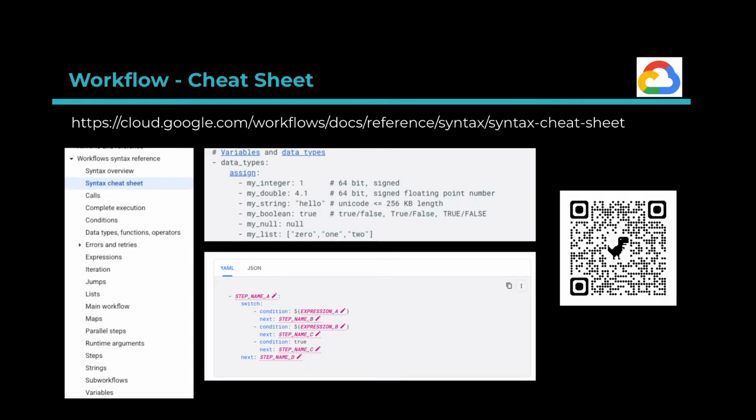And this is the thing that will just save your life: Google's official docs as a cheat sheet for Workflows. It will tell you how to declare your variables, any kind, how to do condition statements, how to do loops, how to do parallel steps. So here's where you have to go to save your life, basically.